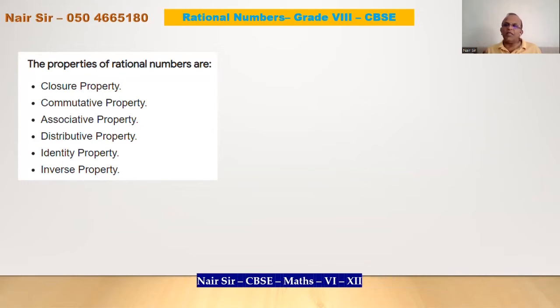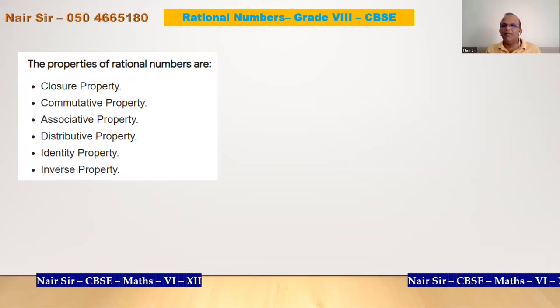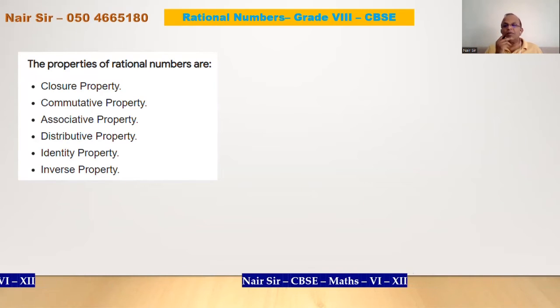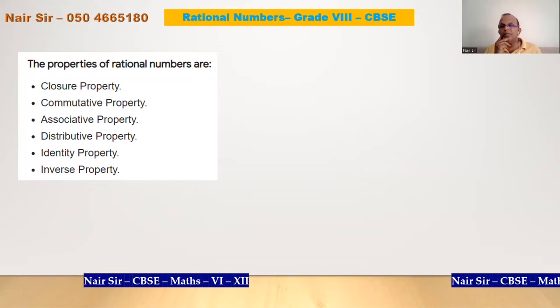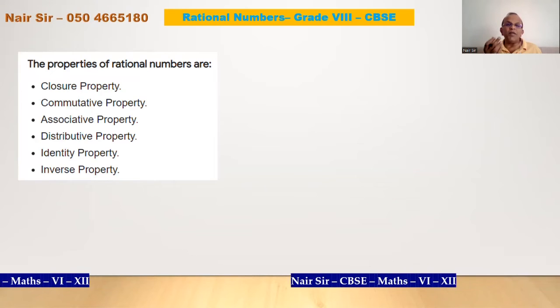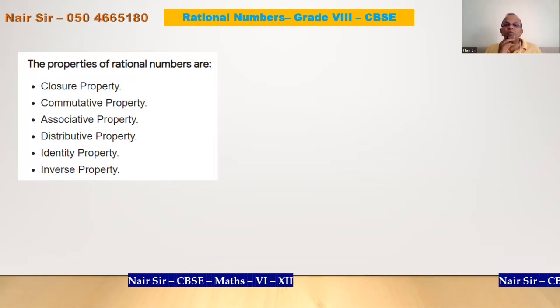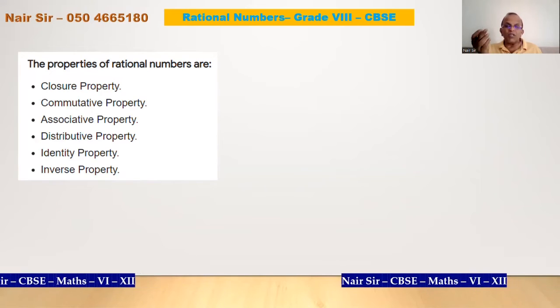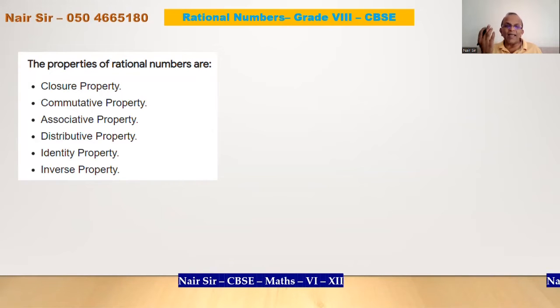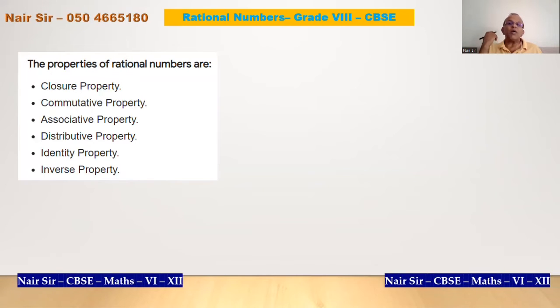I have got the properties of rational numbers. I'm talking of a closure property. I'm talking of commutative property. I'm talking of associative property. I'm going to talk about distributive property. I'm going to talk about identity property. I'm going to talk about inverse property.